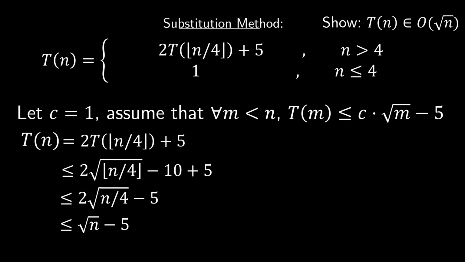So we've basically, again, met our assumption, right? So hopefully you see how quick and easy it is to use the substitution method. It's after this we can conclude that T is in O of square root of n.